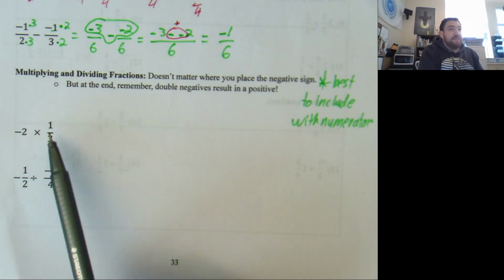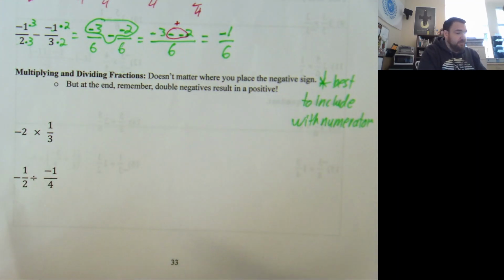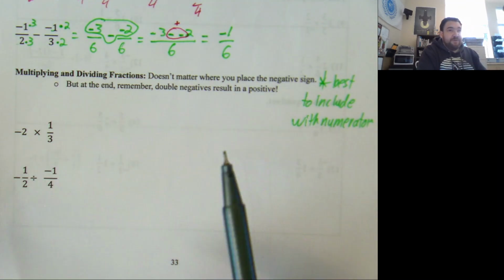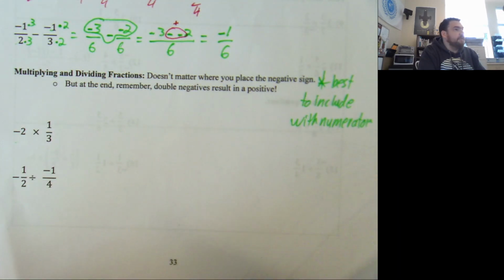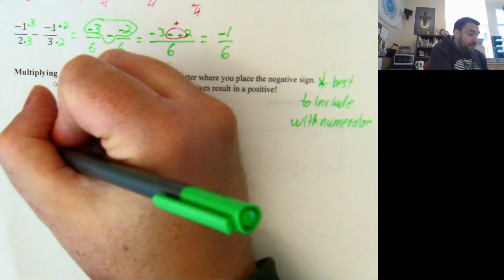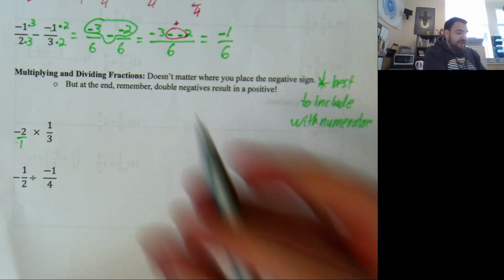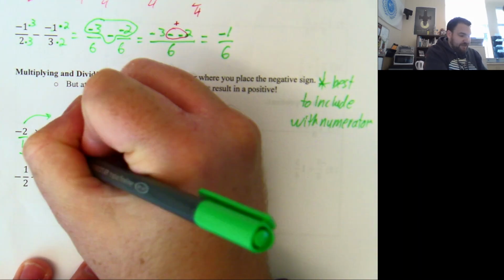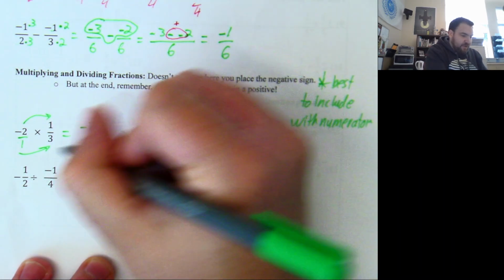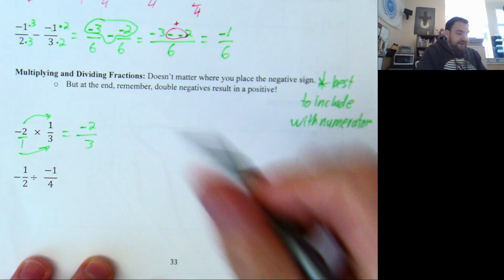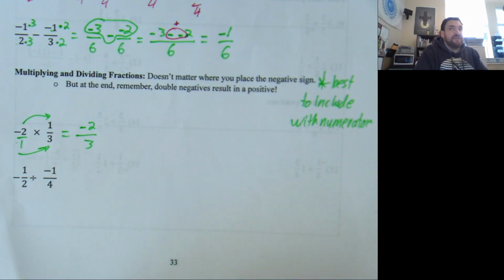I got negative 2 times a third. So when this was stuff we did yesterday, when I'm multiplying a whole number by a fraction, what do I have to do to the whole number? Sorry? I had to put it over 1. And then I just multiply across the top. I multiply across the bottom. It's nice and easy. Negative 2 times 1 is negative 2. 1 times 3 is 3. And we're finished. There's nothing fancy or special there.